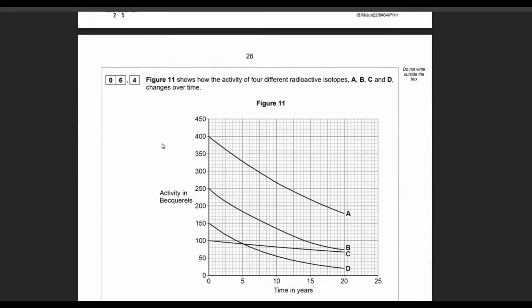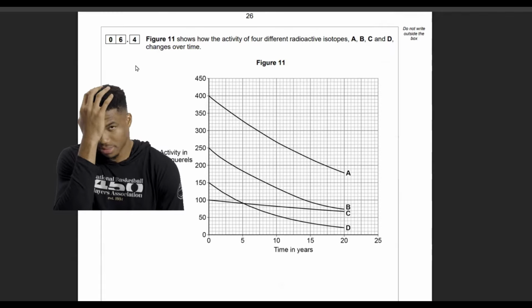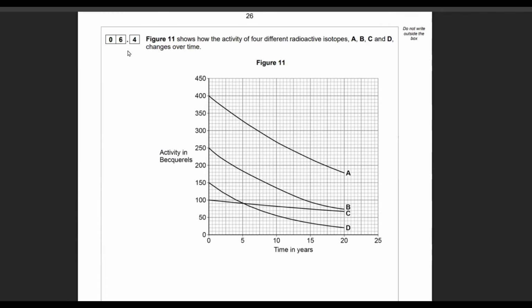Okay, we got a graph. Question 6.4, figure 11 shows how the activity of 4 different radioactive isotopes A, B, C, and D changes over time. Activity in becquerels, Bq. We can see the activity is dropping over time. Nice.